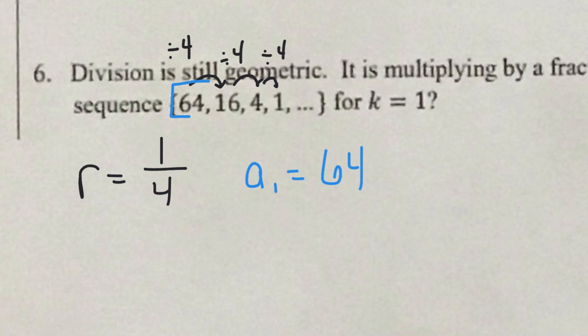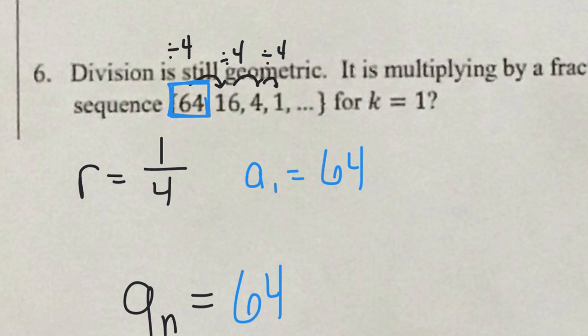Division by 4. And our first term is 64. So our equation would become, right, g sub n equals our first term, 64, times our ratio of 1/4 to the n minus first power. Okay, so this would be the equation that we use to generate any one of our terms in our sequence.